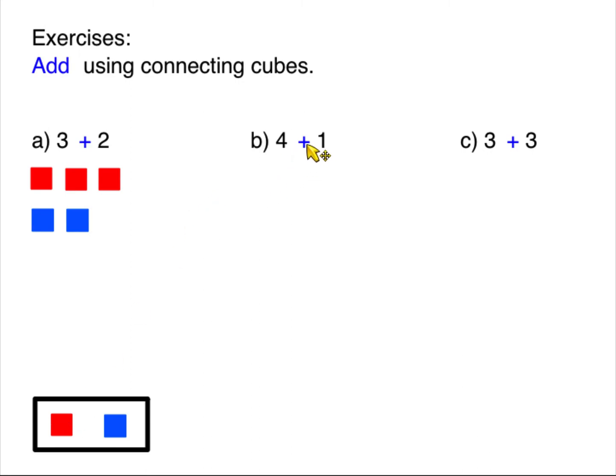So 4 and 1. So I should do 4, 1, 2, 3, 4, and one more is how many altogether? 1, 2, 3, 4, 5. See over here we have 3 and 2 altogether is 5.